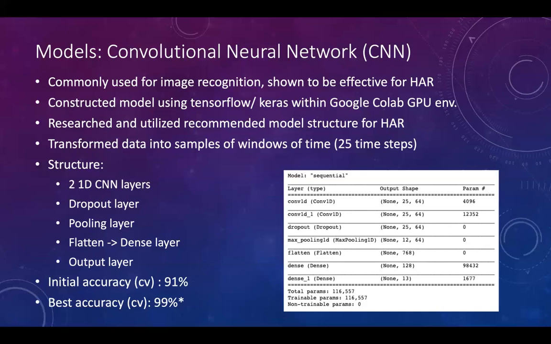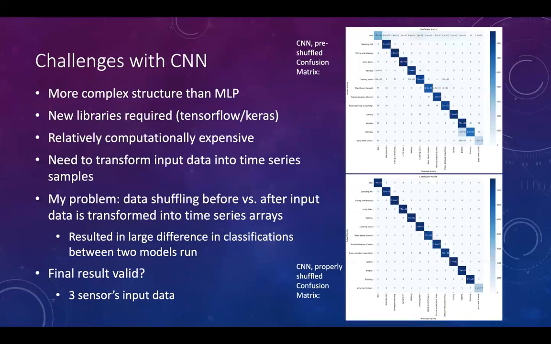So the initial accuracy I achieved with my CNN, cross-validated, was 91%. However, I was able to achieve, as far as I can tell, a 99% accuracy with the CNN, and I'll get into how I was able to do this on the next slide, and also my potential reservations as to whether this is actually an accurate result. So again, a number of challenges that I had with the CNN. It's a more complex structure than a multi-level perceptron, so I needed to at least learn on a high level how it functions.